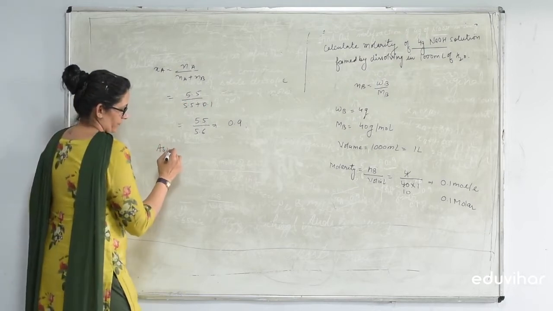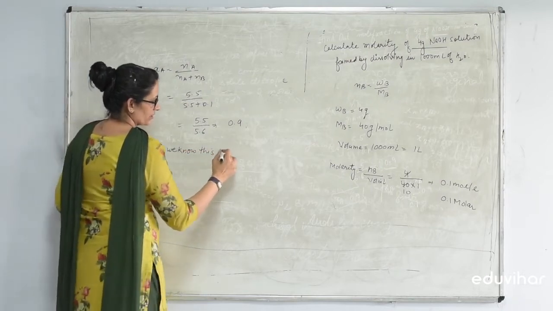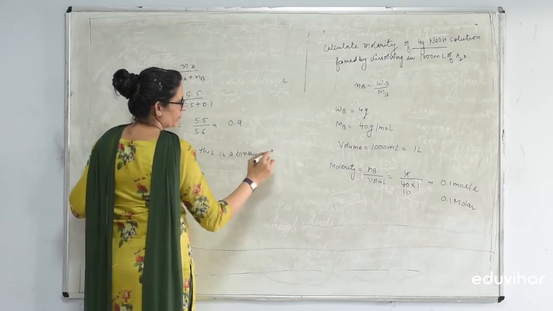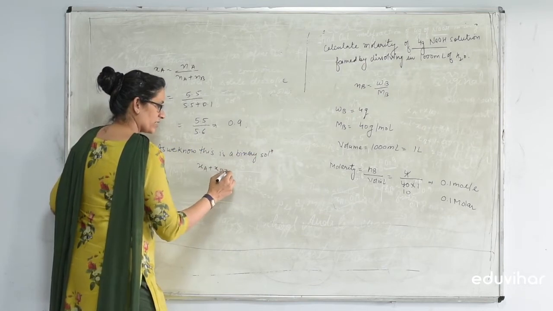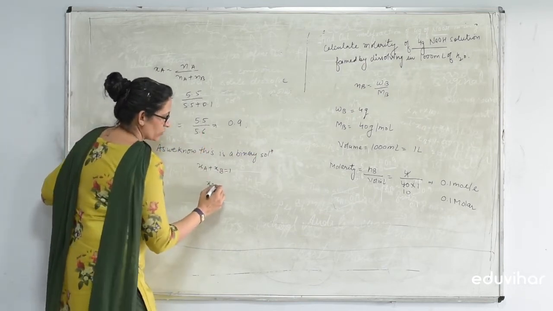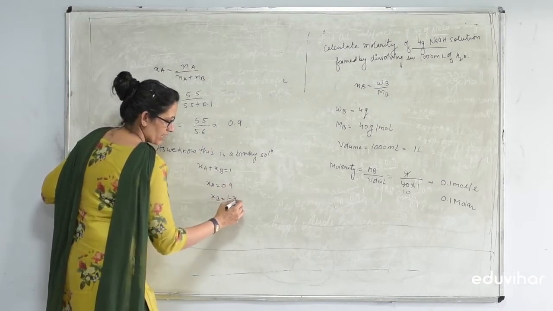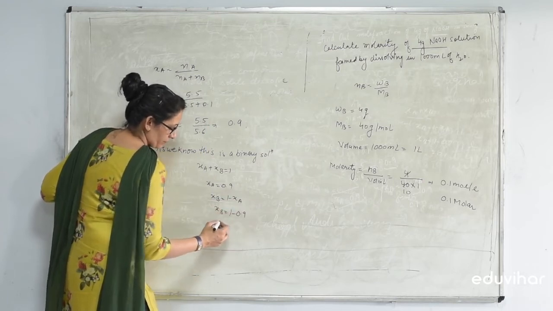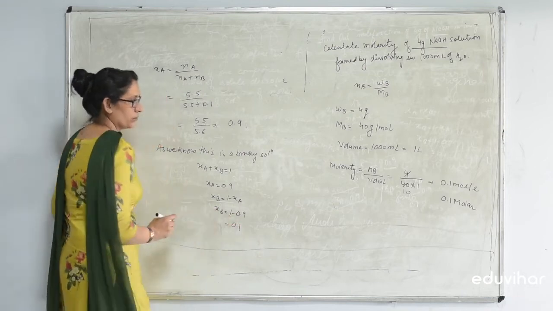As we know, this is a binary solution. Binary solution means XA plus XB is equal to 1. We calculated XA. The XA is equal to 0.9. So XB is equal to 1 minus XA, so XB is equal to 1 minus 0.9. The XB value becomes equal to 0.1 mole.